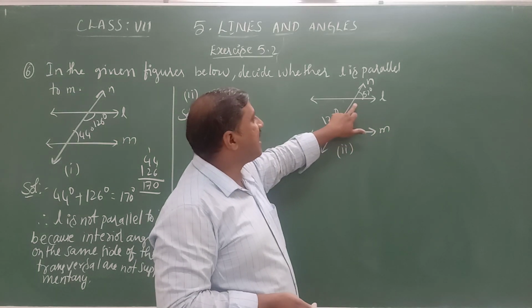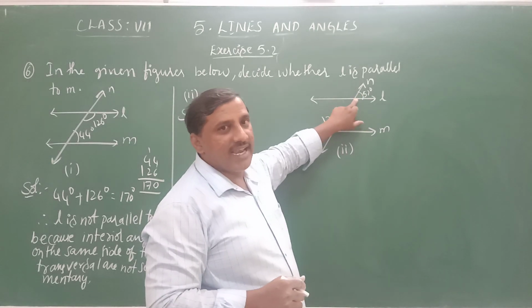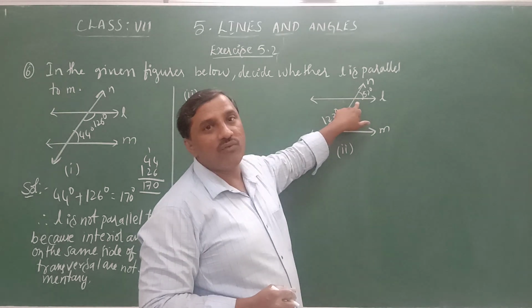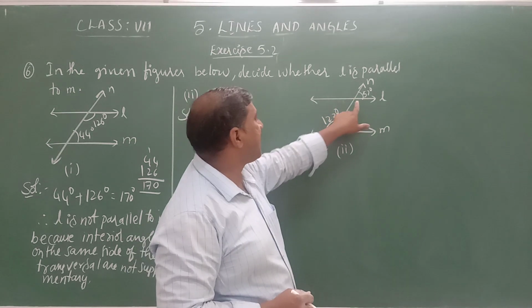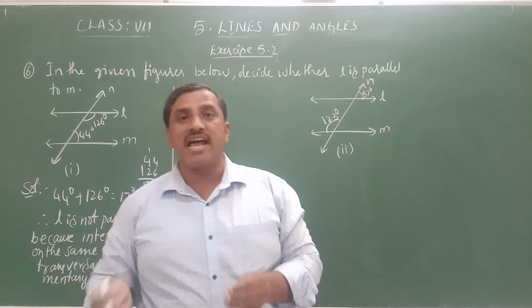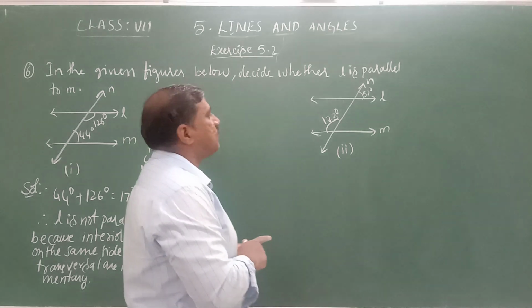Or you find this angle. What about these two angles? They are a linear pair of angles. Again this angle is equal to 180 degrees minus 57, which gives 123. Now this is 123 and this is 123. They are again alternate interior angles. So you can use any one method to find them.